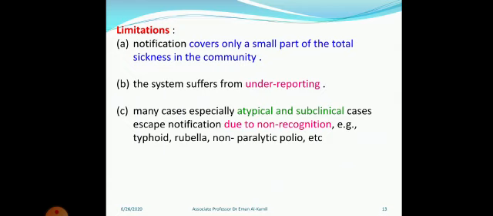Also, there are atypical or subclinical cases which are not notified or registered, especially individuals, a group of people who carry the infection and transmit it to others but don't have signs and symptoms. They are called chronic carriers, such as in typhoid fever, for example, or in a large number of diseases where people transmit the infection but do not show signs and symptoms.